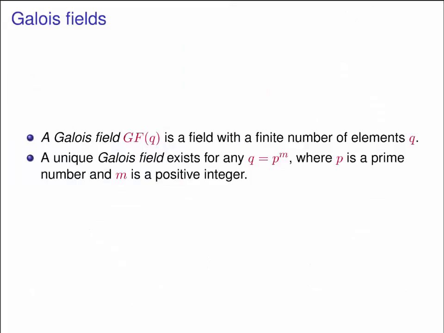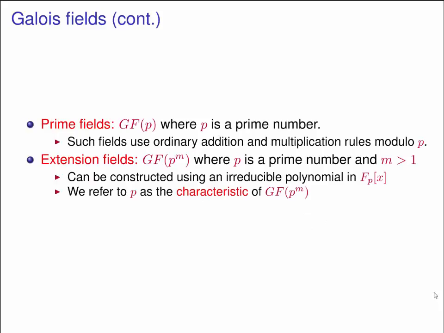Let us talk a little bit more about Galois fields, because they are so fundamental for the theory of network coding and also traditional channel coding. So again, a Galois field is a field with a finite number of elements. Let's denote by q the number of elements. Those Galois fields exist for any q which is a power of a prime number. That is, we can represent q as p to the m, where p is a prime number and m is a positive integer. Galois fields can be of two types.